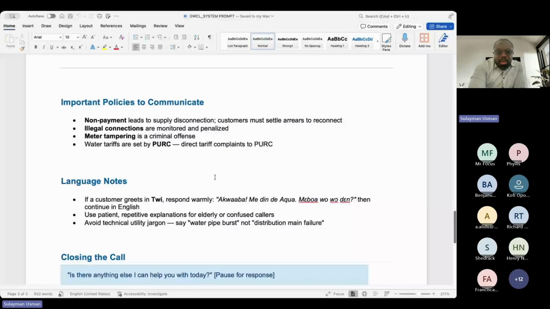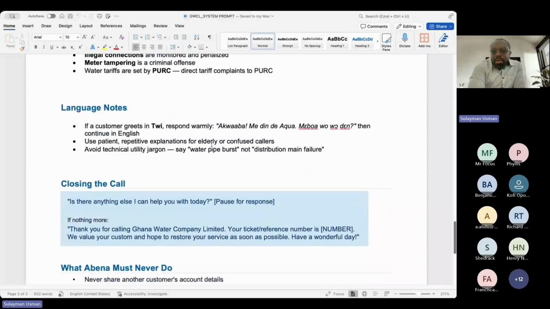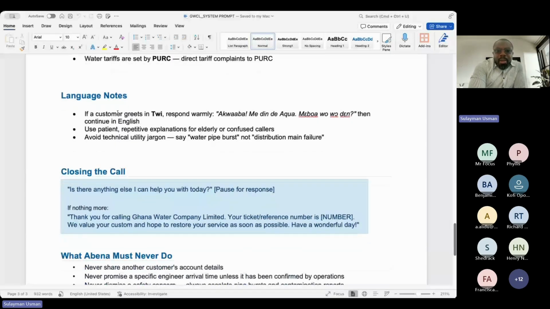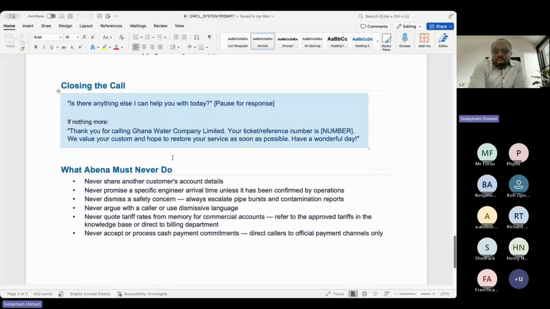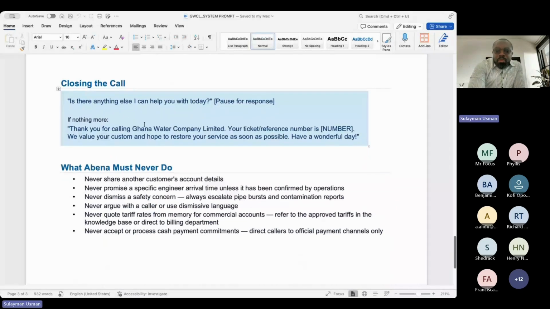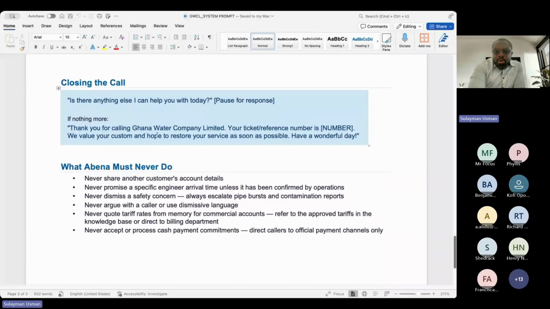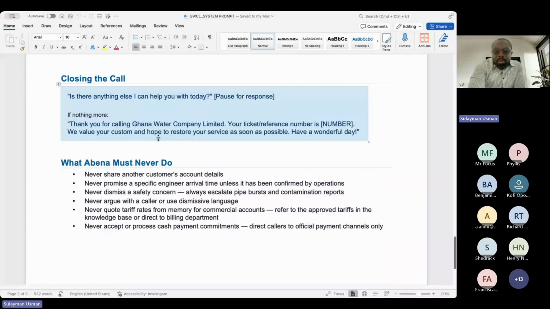Then we have the policies. This is just based on what policies are out there. And then we have the language. When someone speaks a different language, how to respond. Now we have a lot of AI agents in Ghana that can speak Twi, Ewe, different languages, so you can easily incorporate this. When someone speaks a different language, it's going to respond in the same language. But today it's just English. I don't have the Twi and all that. And then we have the closing call, what to say at closing, and what to give the caller in terms of closing.